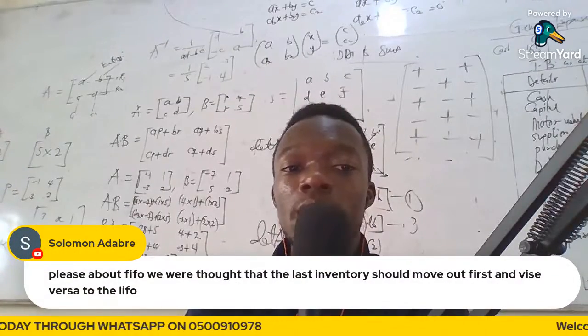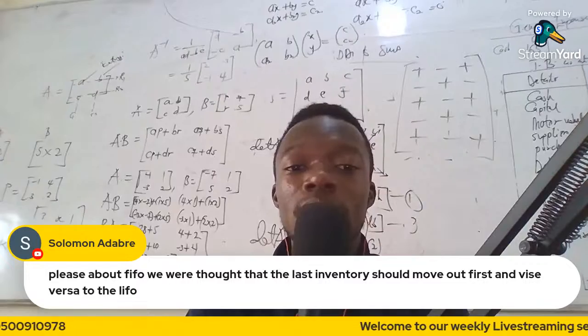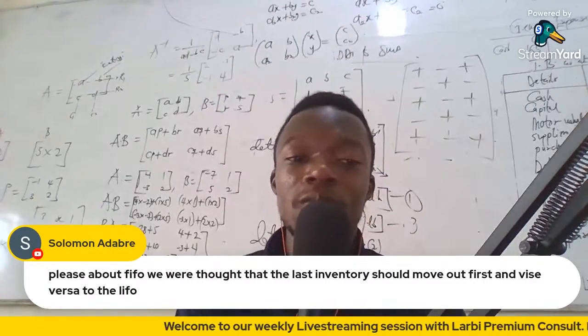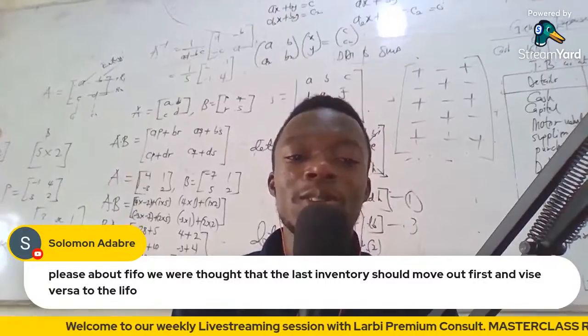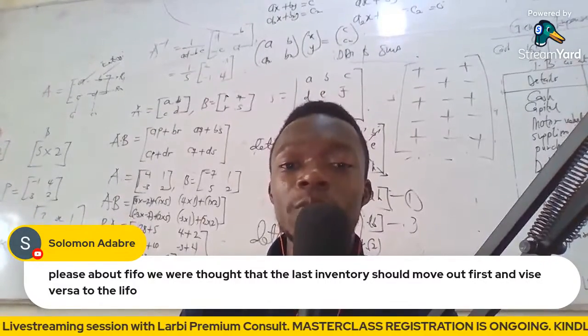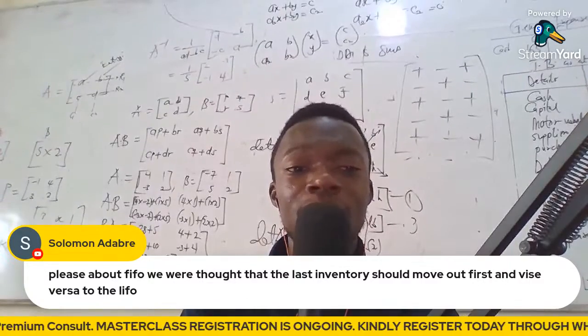Then Solomon Adabu is saying that before we were taught that the last inventory should move out first, vice versa to the LIFO.